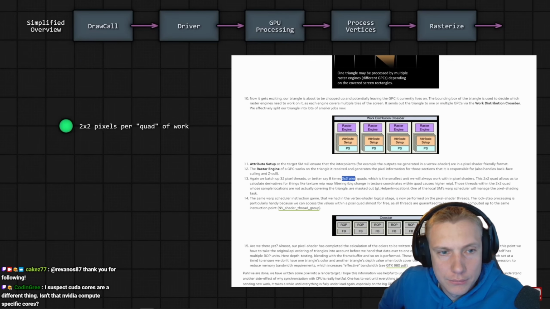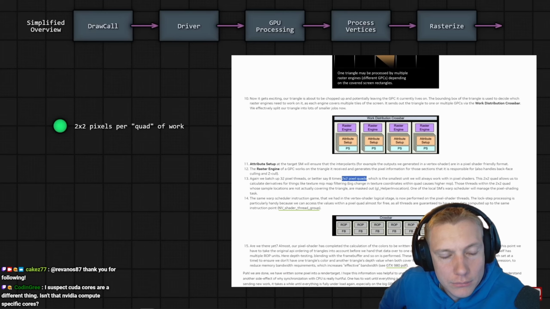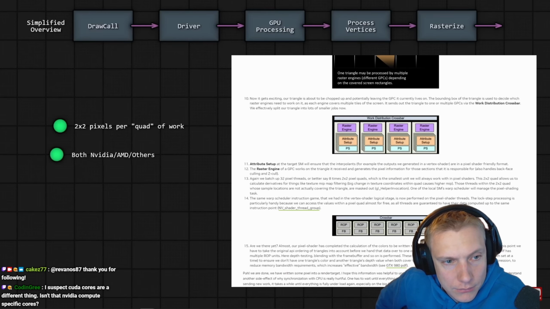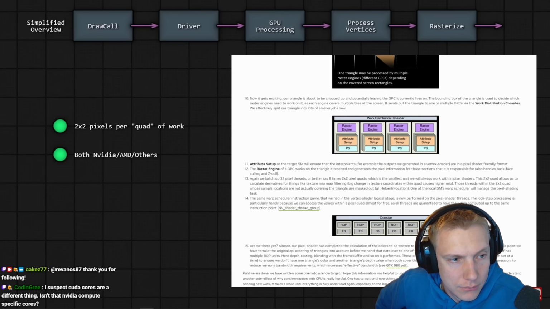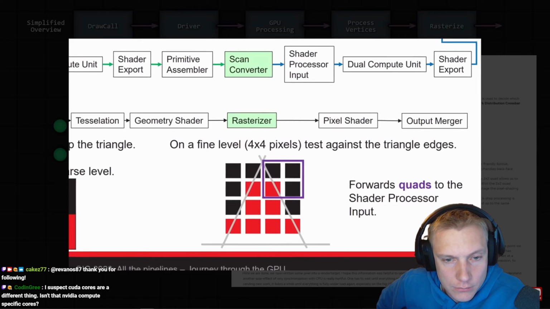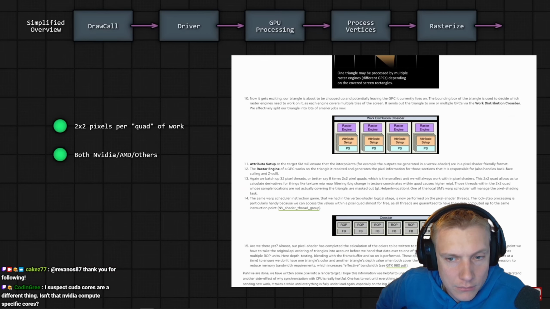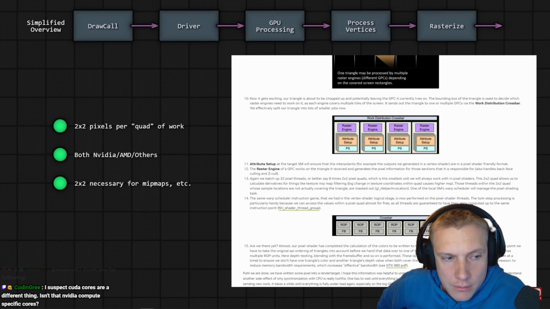So what it does here is it gets these 2x2 quads of pixels, that's 4 pixels per quad, and queues those up together. You can see both NVIDIA and AMD both reference this, and the simple reason is that at that size, they can do some efficient calculations. Stuff like texture gradients for mipmapping, well, a 2x2 quad has just enough information to do that, while not being more complex to implement from a hardware point of view. So pretty much everyone will do this.